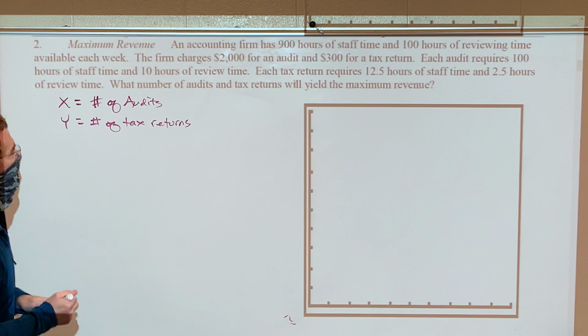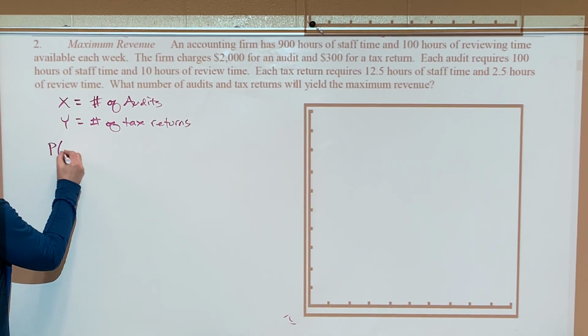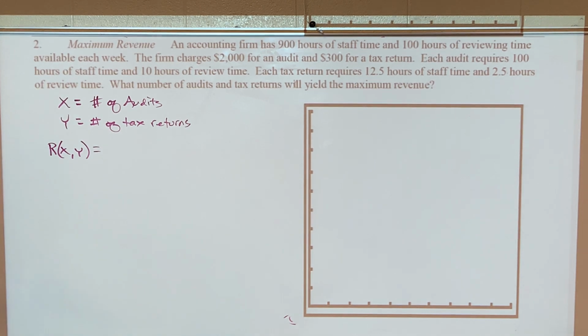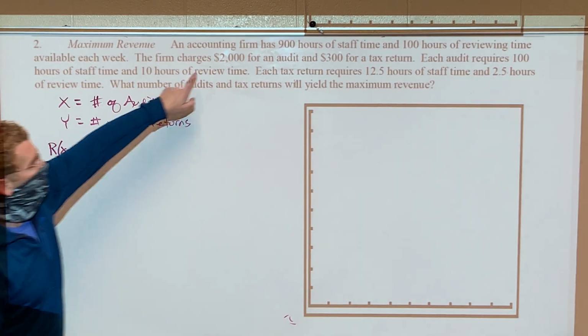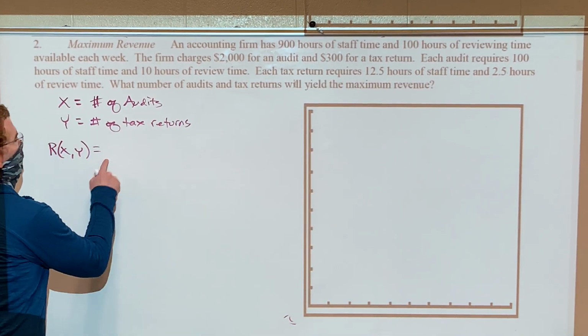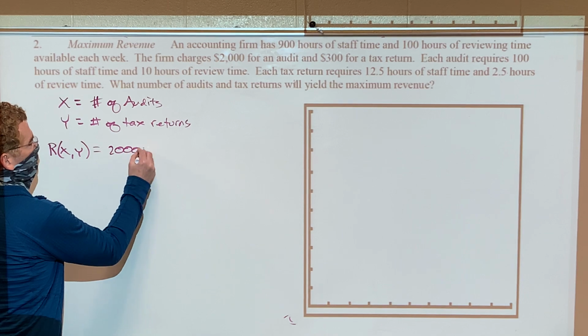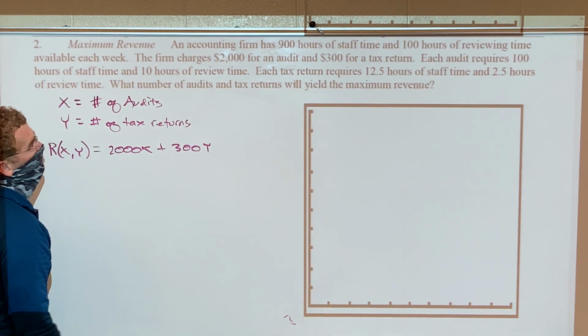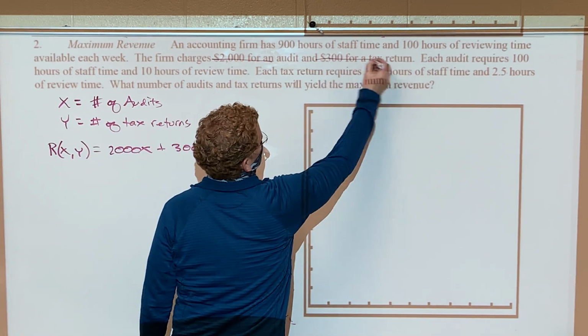This one's revenue. So my revenue that I'm going to earn, this is just money taken in. How much am I making for each audit? $2,000 an audit, $300 a tax return. So $2,000 for each X, $300 for each Y. And I'm done with that and that. I don't want to look at that anymore.